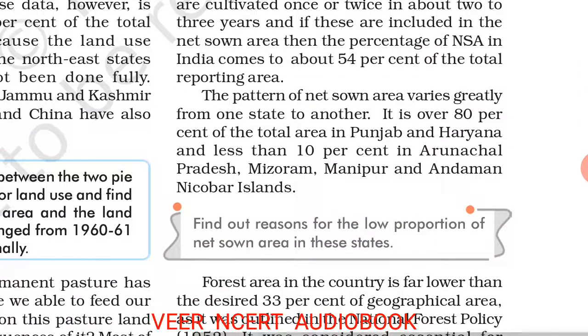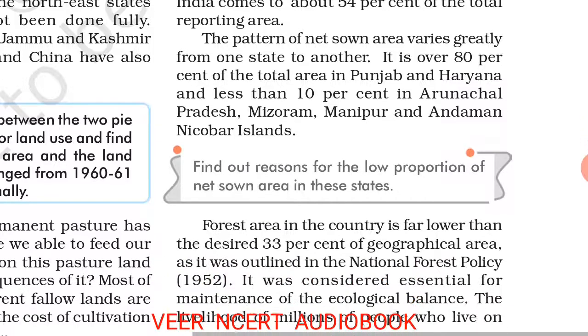The pattern of net sown area varies greatly from one state to another. It is over 80% of the total area in Punjab and Haryana and less than 10% in Arunachal Pradesh, Mizoram, Manipur, and Andaman and Nicobar Islands.